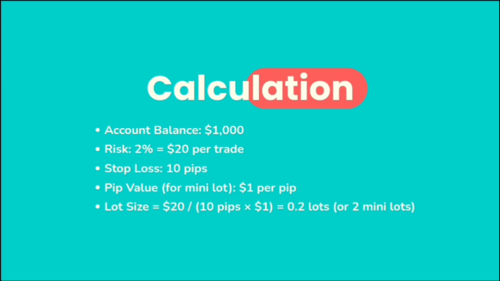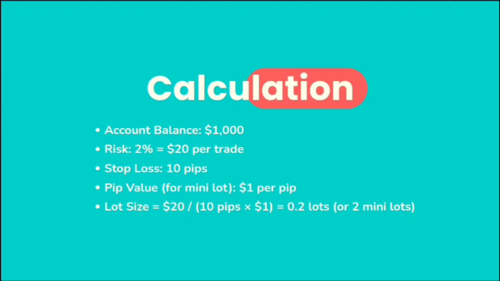Let's say your account balance is $1,000 and you're risking 2%, that is $20 per trade, and your stop loss for that particular trade is 10 pips, right? And the pip value for a mini lot is $1 per pip. The calculation is going to be: lot size equals $20 divided by (10 pips times $1), which equals 0.2 lot size or 2 mini lots. So there you have it. That is how to calculate your lot sizes.